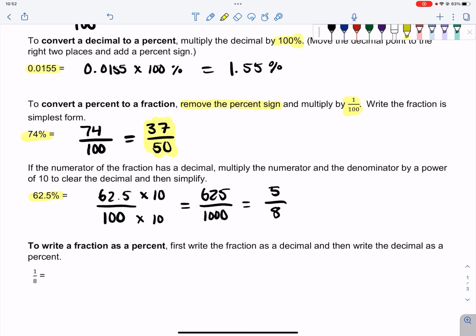Okay, and then lastly, we need to be able to take fractions and put them back into percents. For this one, we have the fraction 1 over 8, and our first step is to write this in decimal format. So 1 over 8 is equal to 0.125. Now we can take our decimal and put that into percent by multiplying by 100%. That gives us 12.5%.